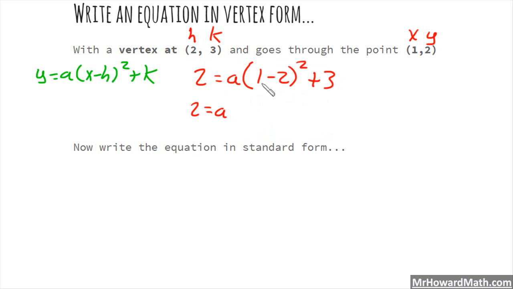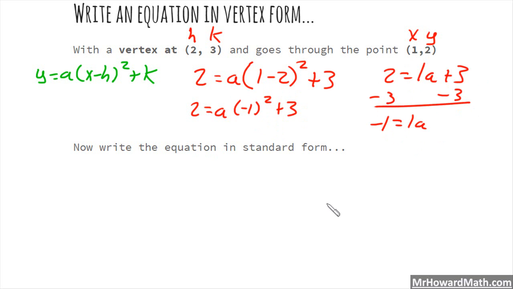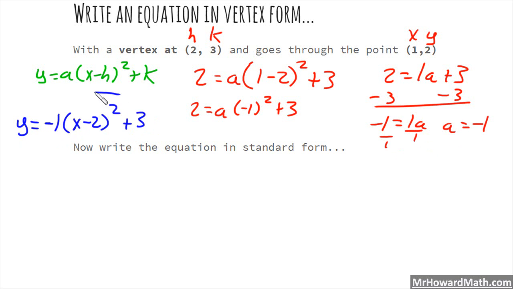So 2 equals a times 1 minus 2, which is negative 1. So we need to square this negative 1. We get positive 1. So coming over here, we get 2 equals 1a plus 3. This negative 1 times negative 1 gives me this positive 1 right here. Subtract this 3. Negative 1 equals 1a. Divide by 1 right here, and we get a is negative 1. So in vertex form, it's this. Y equals negative 1, x subtract 2 quantity squared plus 3. So that is the final answer in vertex form.